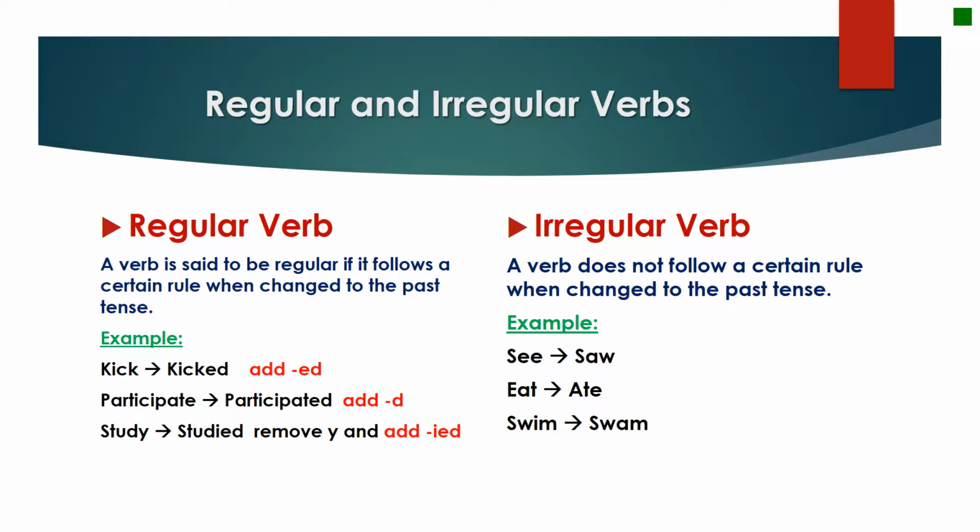Volunteer, volunteered. Whereas with irregular verbs, we call them irregular because they don't follow a certain rule when we change them to the past tense form. See, saw. Eat, ate. Swim, swam. Drink, drunk, etc.